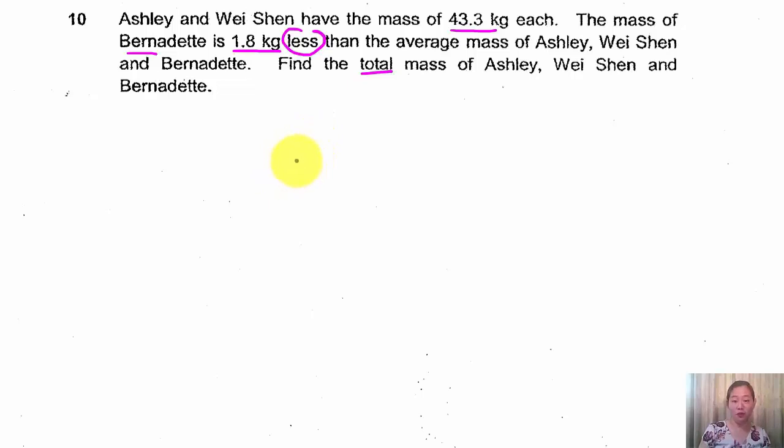I was able to solve this, but I wanted a method that is easy for you to understand. So here we go. First we have Ashley, Wei-Shen, and Bernadette. The mass of these two persons is 43.3 kg, and Wei-Shen is also 43.3 kg. Notice that they didn't give us the mass of Bernadette, right?